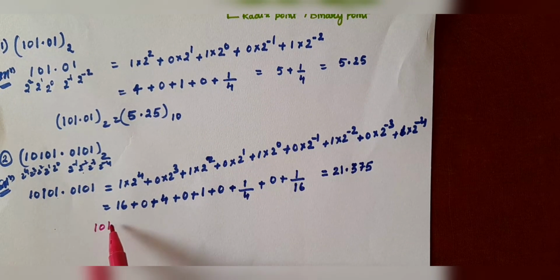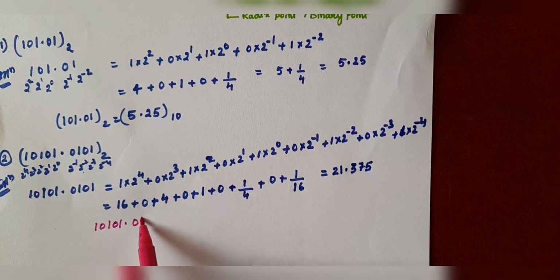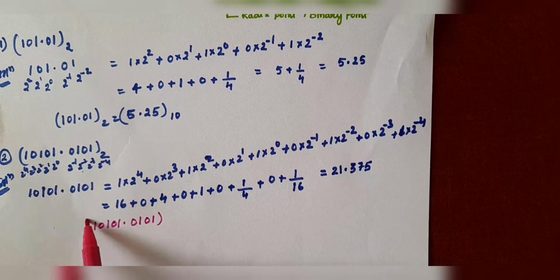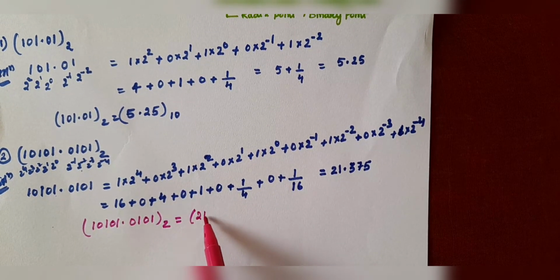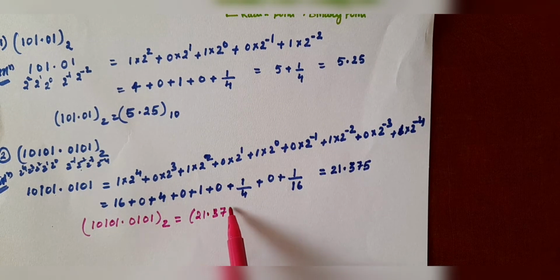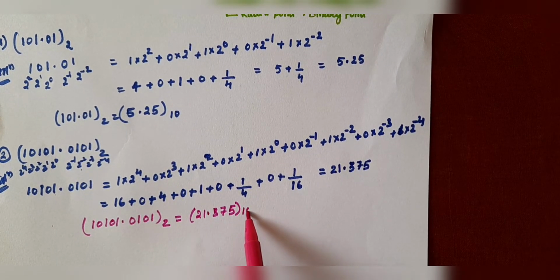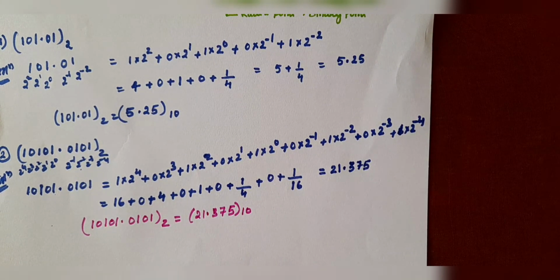Okay. So, what is the answer for this? The binary number 10101.0101 is converted to 21.375 in decimal. Okay. Let us quickly see another problem.